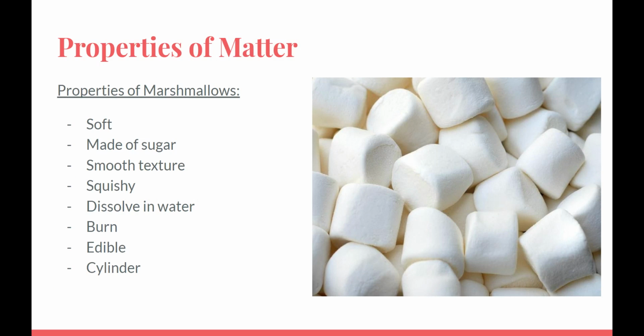Here are a few examples of properties of this matter. They are soft. They're made of sugar. They have a smooth texture. They are squishy. They dissolve in water. They can burn. They're edible, and they have a cylinder shape. We'll talk more about these in a moment, but these are just some examples of things that you can write down.